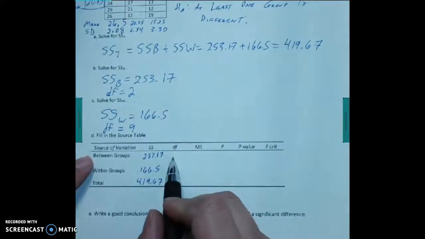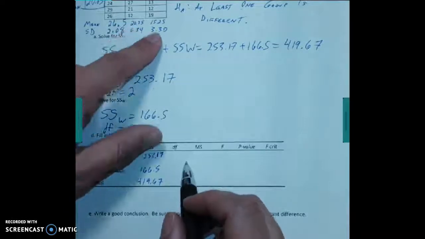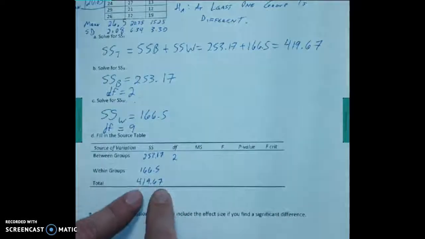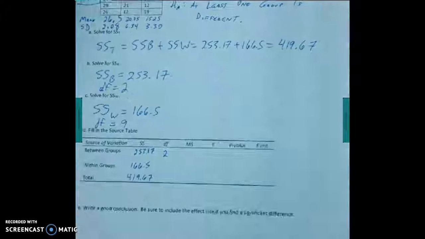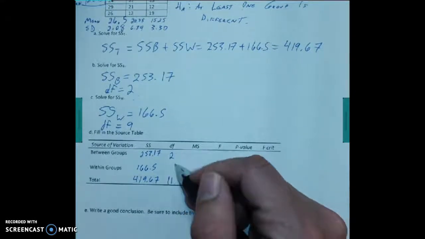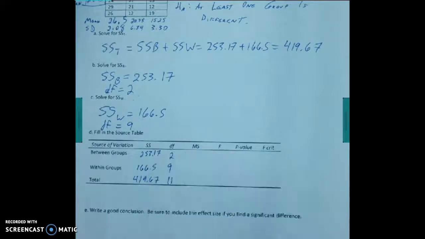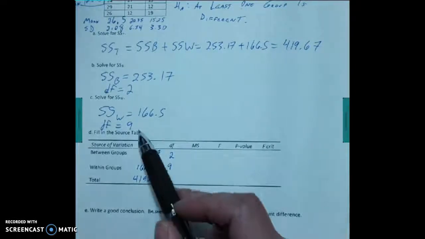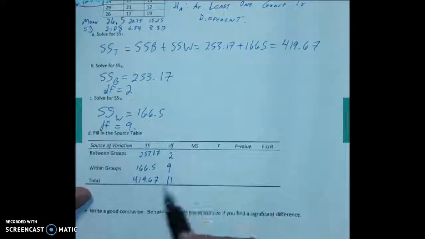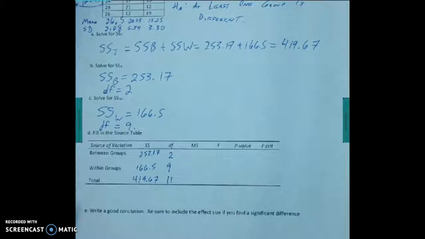Now, the degrees of freedom between groups is always the number of groups minus 1. So 3 minus 1 is 2. For the total, the degrees of freedom is always the total sample size minus 1. So I had 12 individual people who told me how long their manicure lasts. 12 minus 1 is 11. These have to add up. So 2 plus 9 equals 11. So I said earlier that this degrees of freedom within being 9 makes sense. This is why, because 2 plus 9 has to equal 11.